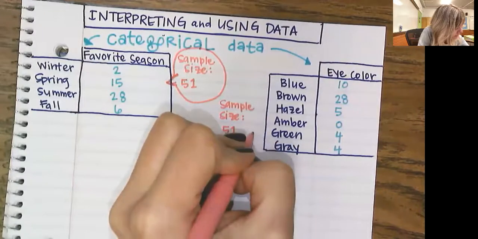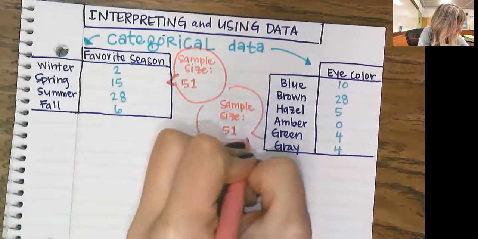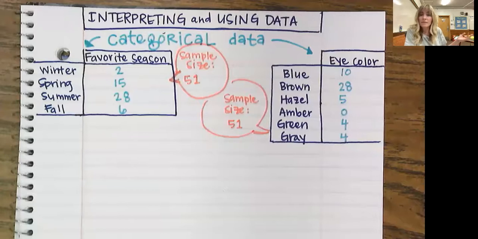I'm going to make another speech bubble. That's just a reminder that there's this thing called sample size, and sample size is how much data did you get? How big was your sample? My sample size was 51.